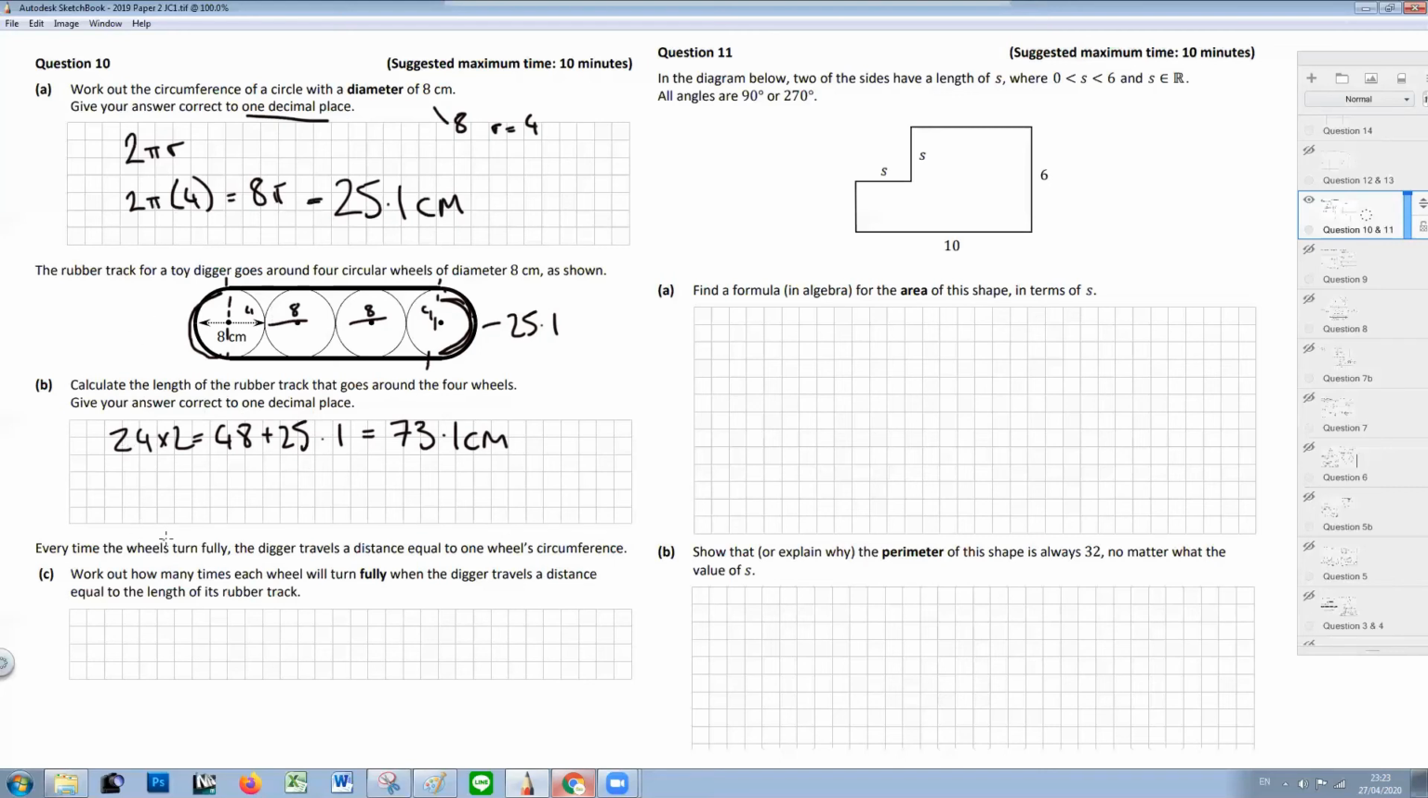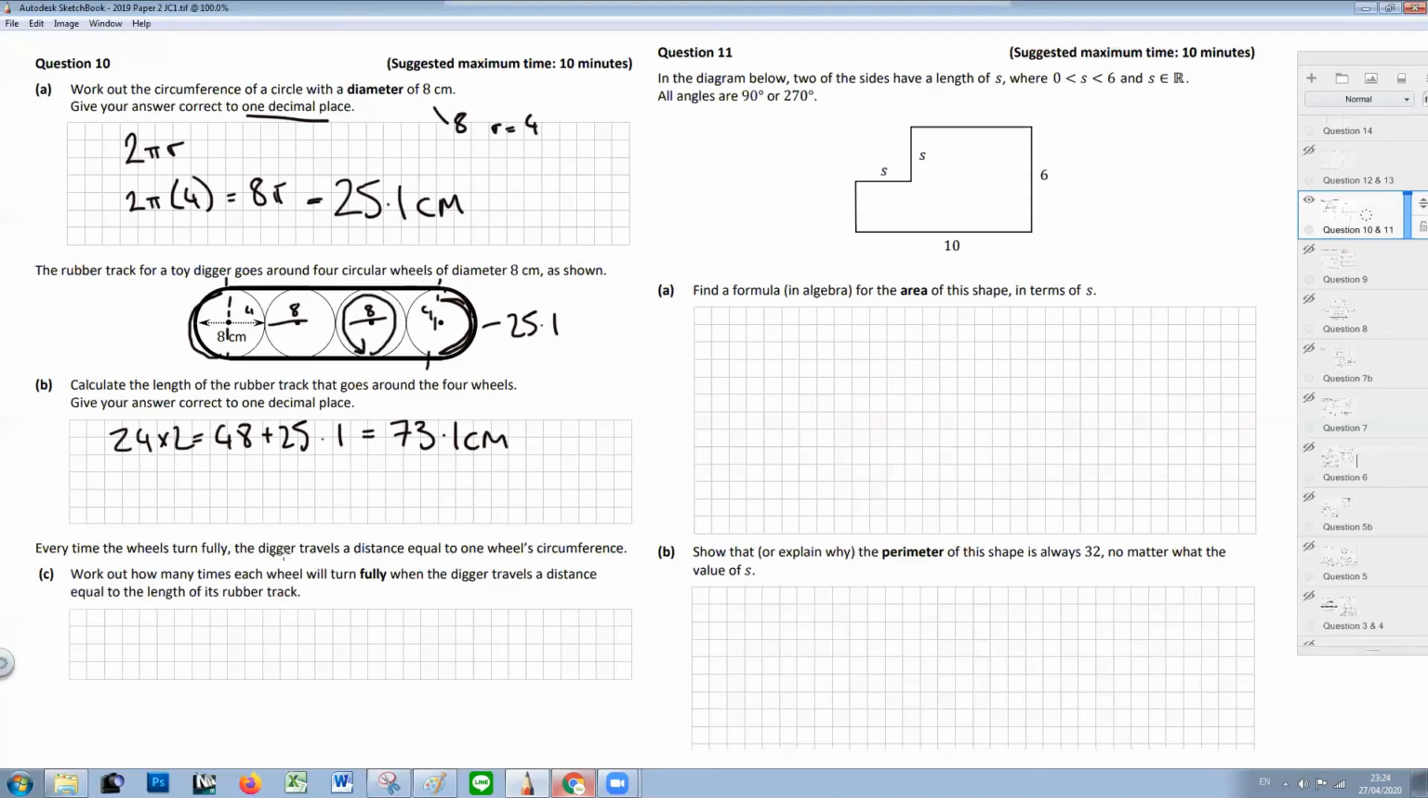Every time the wheel turns fully, the digger travels a distance equal to 1 wheel's circumference. Work out how many times each wheel will turn when the digger travels a distance equal to the length of its rubber track. So we're trying to find out each time the wheel turns 1. So every time this goes from here to here.